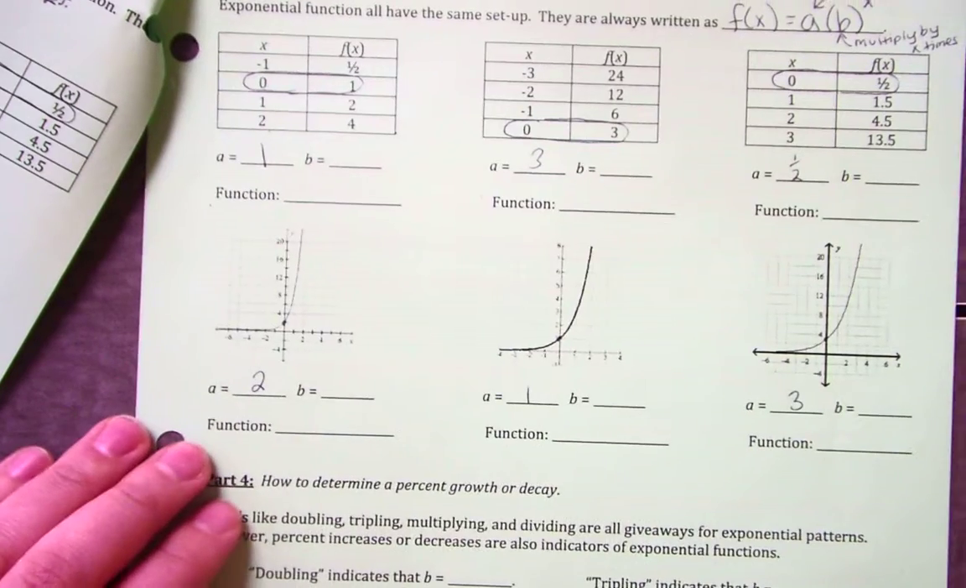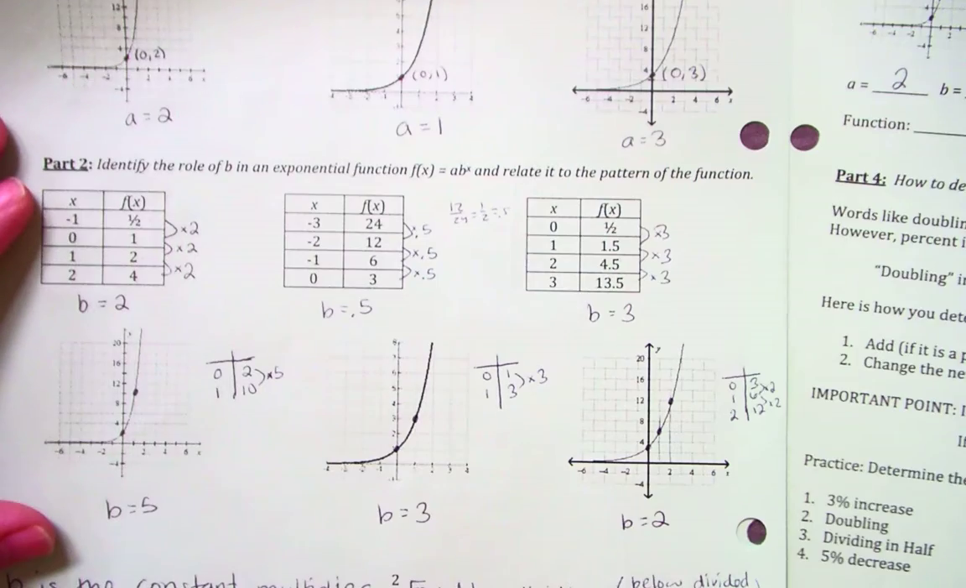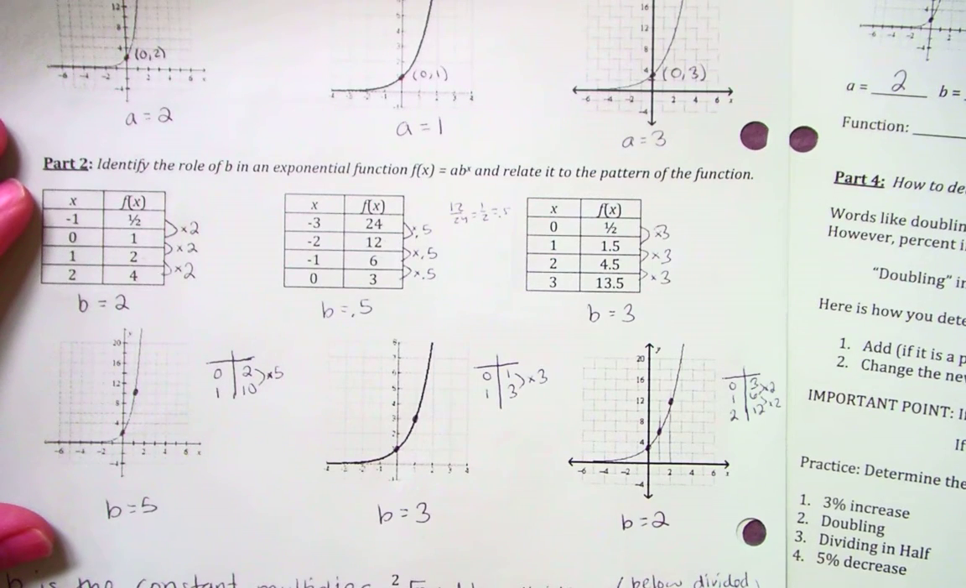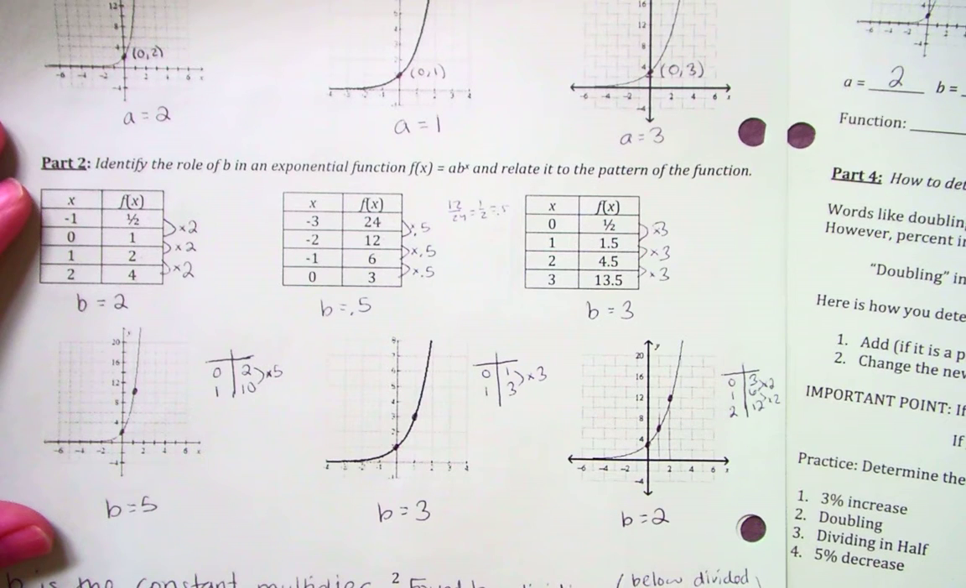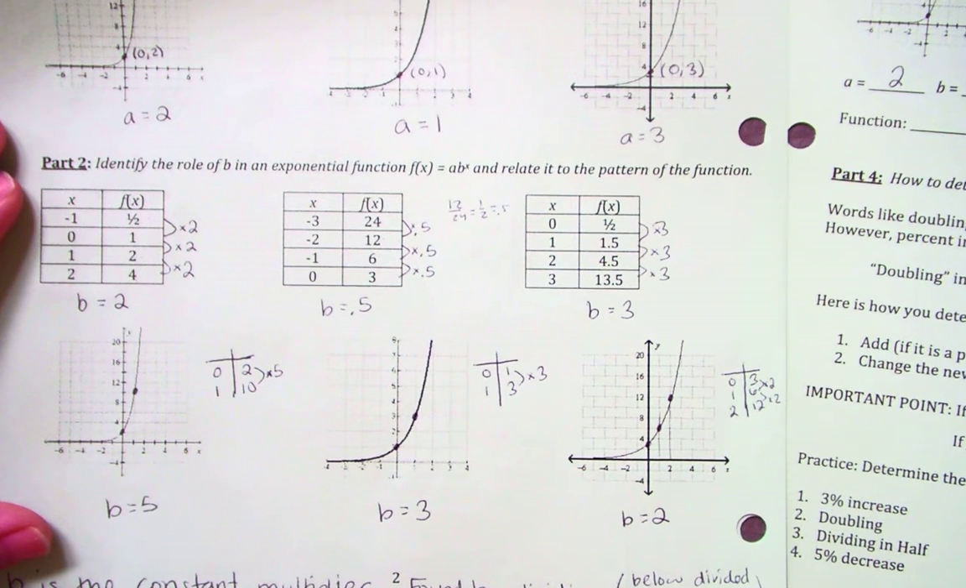Now we can say the same for the b values. We've already found the values of b for each of these functions in part 2. And so I'm just going to write them over here so we can have them again. And if you are confused about how I found those b values, make sure that you either ask me or go back and watch part 2 of the notes again, and that will refresh your memory.